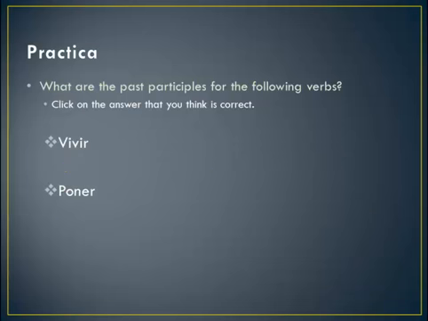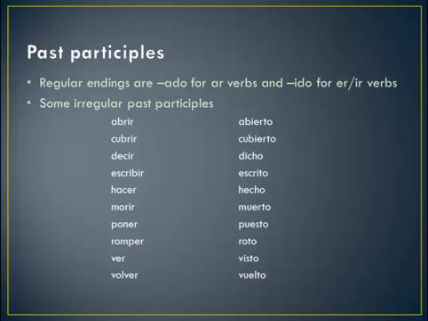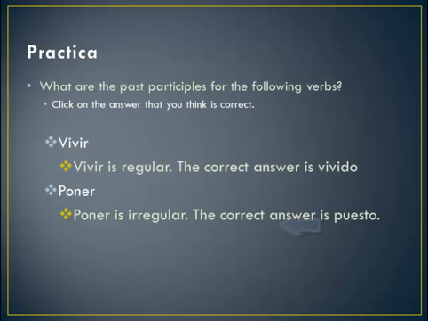Click on the correct past participle for vivir and poner. I'm sorry, that was not the right answer. Look again, remember your regular endings are ado for AR verbs and ido for ER verbs, and check out those irregular past participles one more time. The correct answer for vivir is vivido, because vivir is a regular verb. Poner is irregular, and the correct answer is puesto.